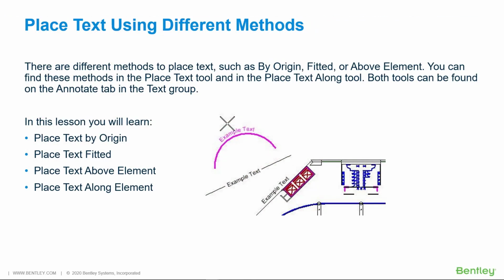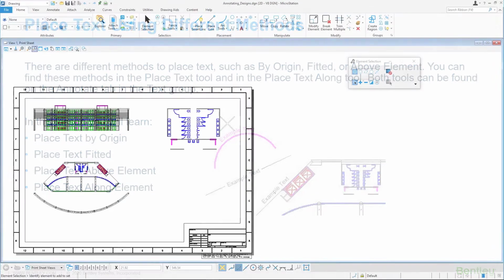There are different methods to place text, such as by origin, fitted, or above element. You can find these methods in the Place Text tool and in the Place Text Along tool. Both tools can be found on the Annotate tab in the text group. In this lesson, you will learn place text by origin, place text fitted, place text above element.